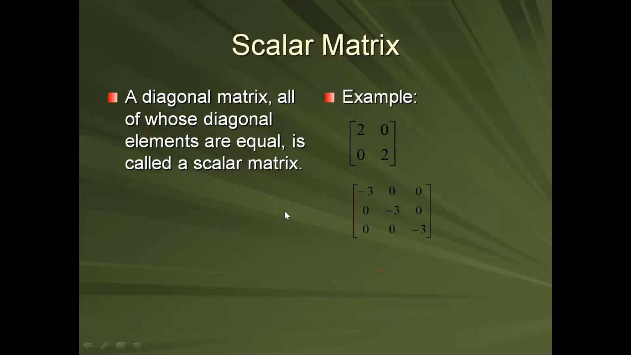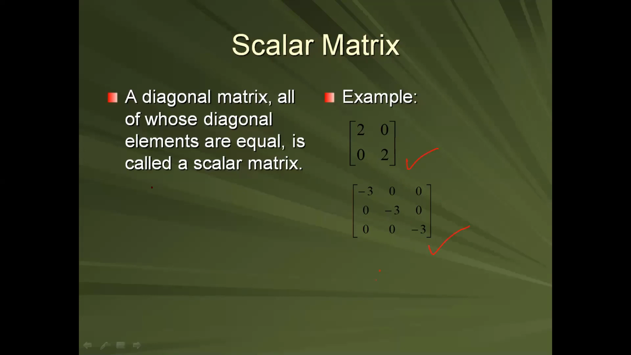So a scalar matrix is one type of diagonal matrix only. In a diagonal matrix, all non-diagonal entries are zero, and the rest of the entries are numbers. But a scalar matrix is a diagonal matrix where these diagonal elements are equal. All these entries have to be equal. You cannot take different numbers. Okay. So this is a scalar matrix.